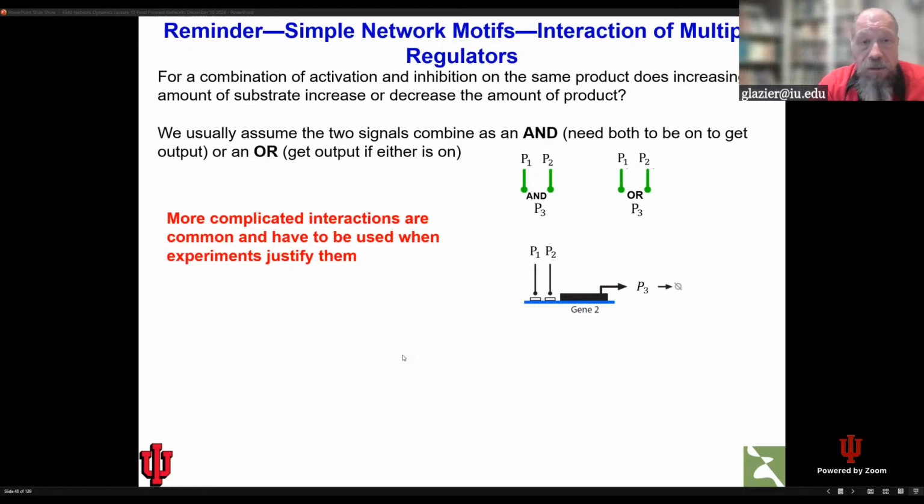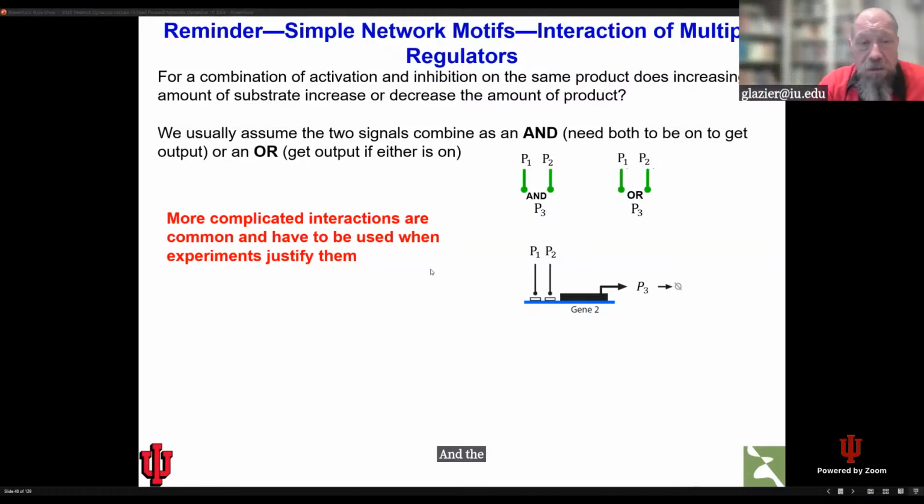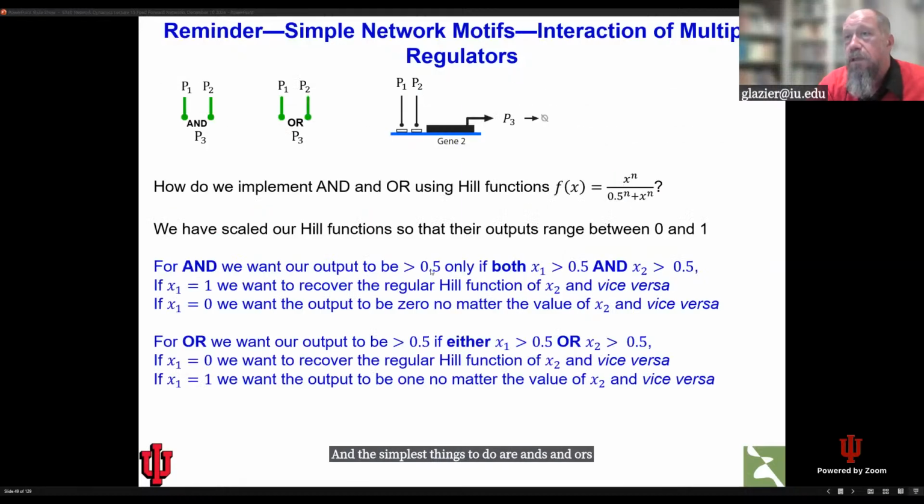Now to go further than this, I have to combine my signals, my direct and indirect signals. And the simplest things to do are ANDs and ORs. This is again a review. We want our output range to stay in the same 0 to 1 range that we have for inputs.